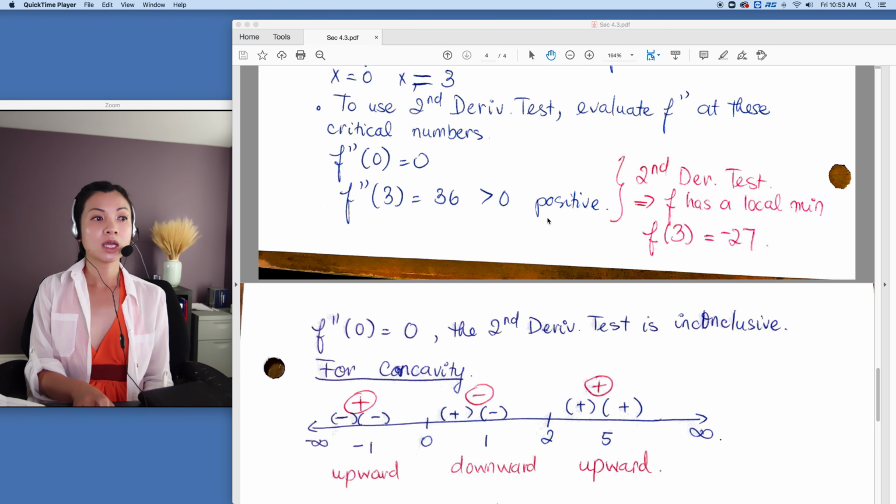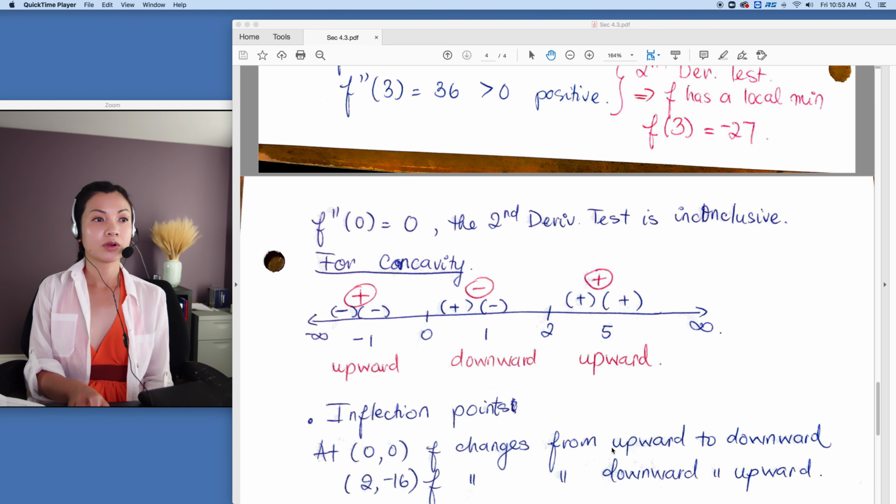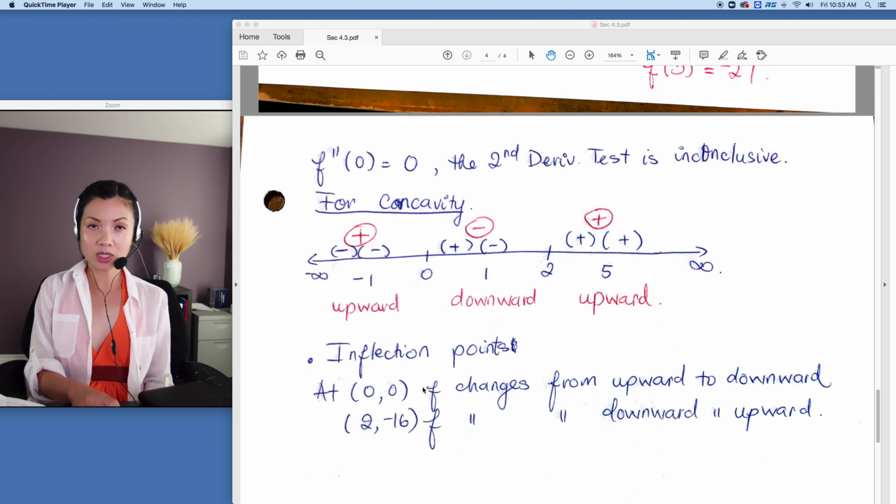Okay. And then once again, I'm checking the second derivative. I get a positive, a negative, and a positive. So up, down, up, right? Inflection points, second derivative for inflection points. So that's when we go from a positive to a negative, which is upward to downward. Bingo, you got one inflection. This one right here also changed from downward to upward. So we got another inflection point.